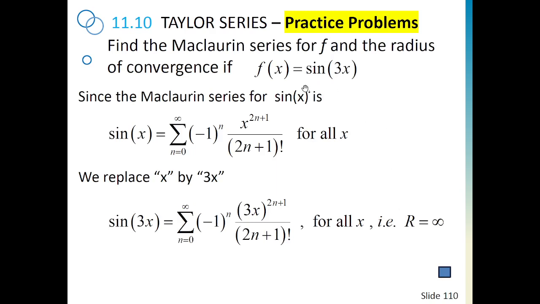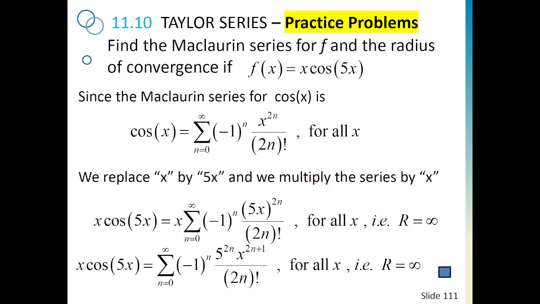If we need, in general, to find a Taylor series for a function that we already know, but the argument is different, so here sine 3x. So what do we do? Well, in general, you will take your Taylor expansion for sine and just replace x by 3x simply. And we know in this case, since this is good for all x, it remains good for all x. So this is a simple procedure, there's nothing special here.